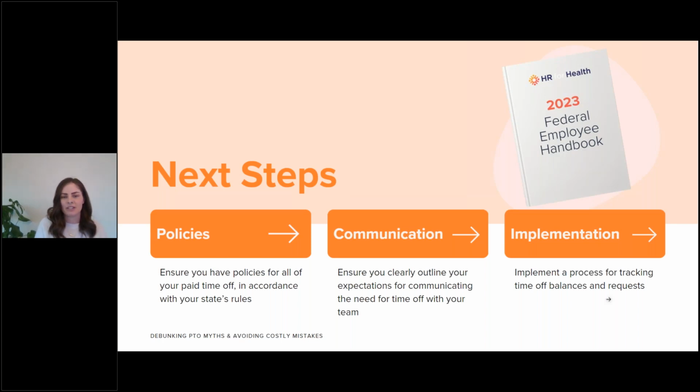And then implementation. So obviously you're making this plan, you have the policies, but you actually need to make sure that you're implementing it in your practice. So making sure that you have a process for tracking your time off balances and employee requests.